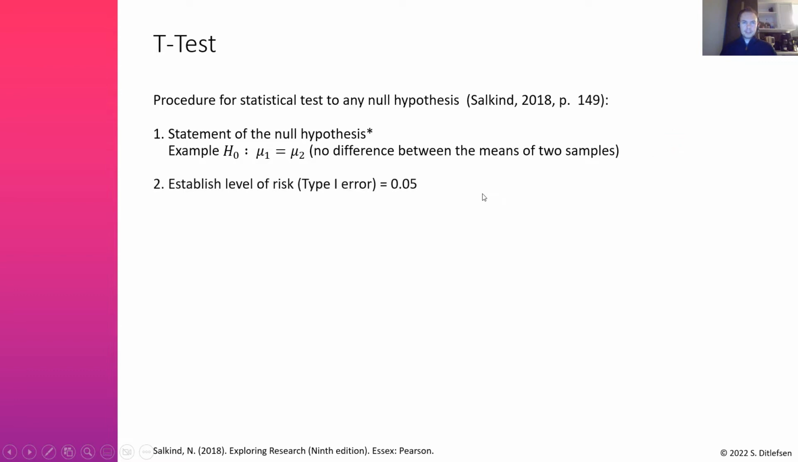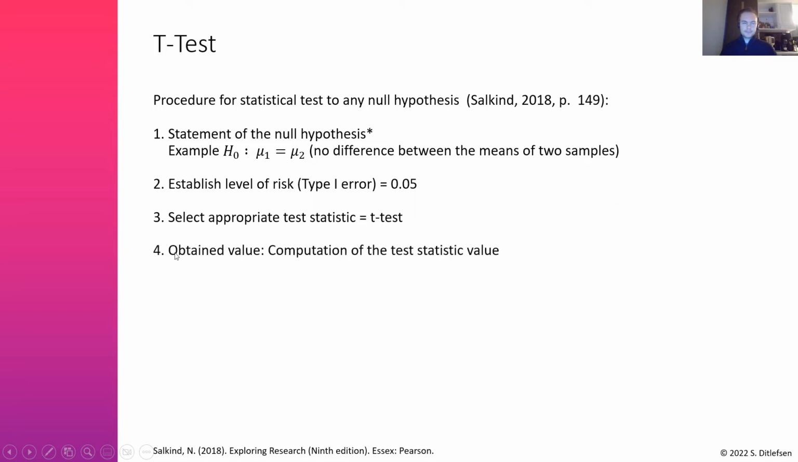Then we need to establish a risk. So we use type 1 error of 0.05. Then we need to select the appropriate test statistic, and we use a t-test. Then we need to obtain the value. This is done by computation of the test statistic value.